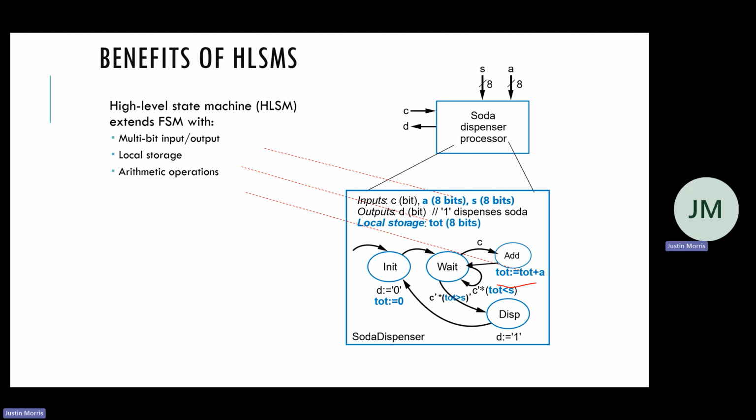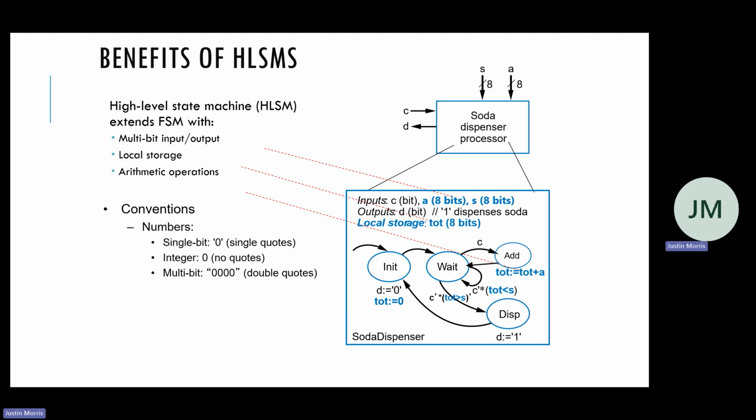If we wanted to do that in finite state machines, we'd have to transition to another state that represents a different total. So this is what a high-level state machine looks like. Here are the conventions. If you have a single bit, you use single quotes. If you have an integer, you use no quotes. If you have multi-bit, you use double quotes.